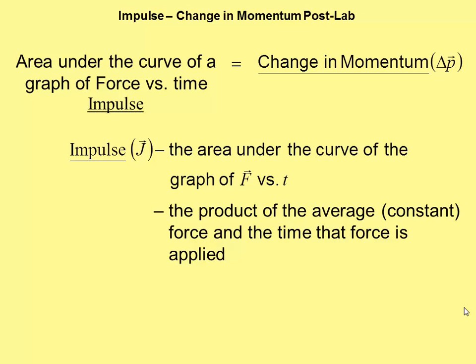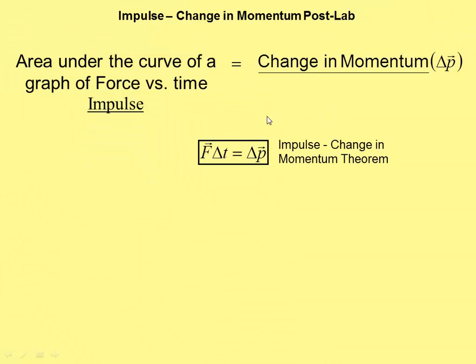Force acting over a distance was work, right? F d cosine theta, an amount of energy transferred. So force over time is impulse, which is equal to the amount of momentum that's changed. So our impulse equation is basically force times time, and therefore impulse would have units of force, newtons, and time, seconds. So impulse would be given in units of newton seconds.